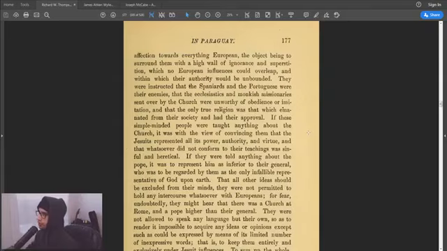They were instructed that the Spaniards and the Portuguese were their enemies, that the ecclesiastics and the monkish missionaries sent over by the church were unworthy of obedience or imitation, and that the only true religion was that which emanated from their society and had their approval.